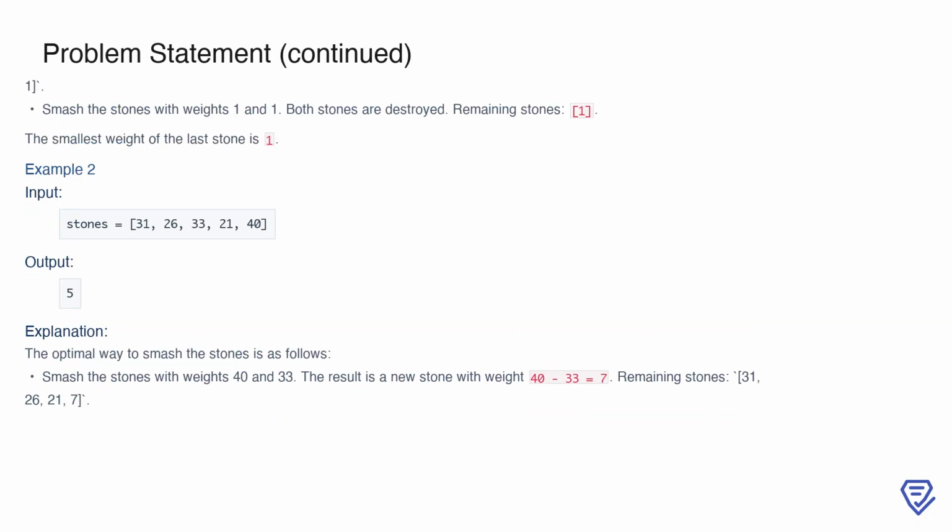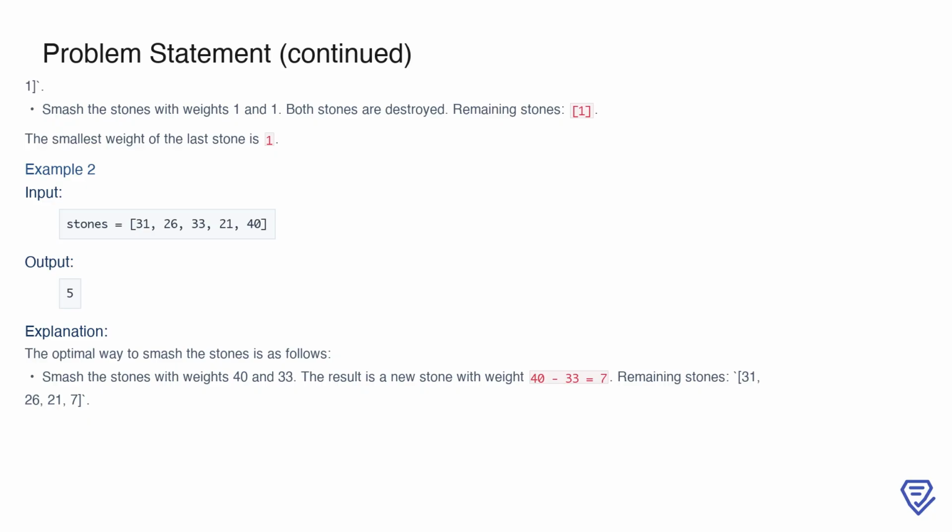Finally, we smash the stones with weights 1 and 1. Since their weights are equal, both stones are destroyed, leaving us with just one stone of weight 1. Therefore, the smallest possible weight of the last stone is 1. Let's look at another example.